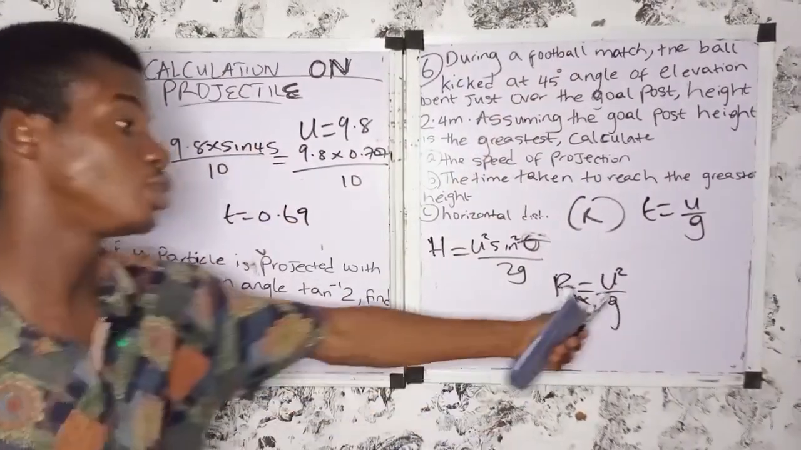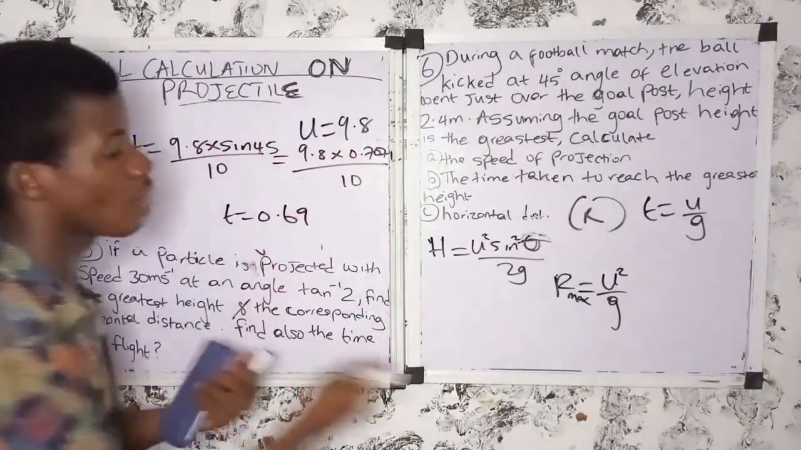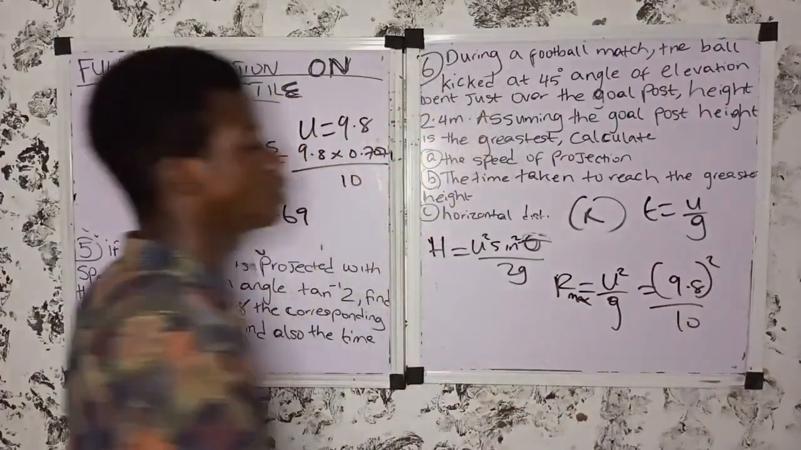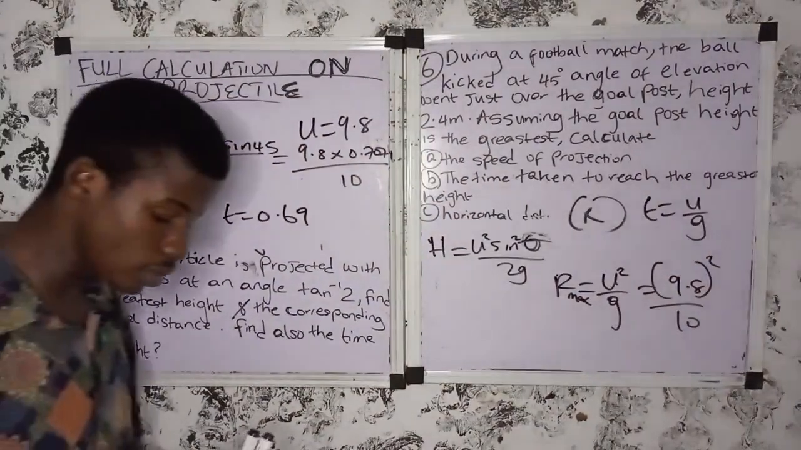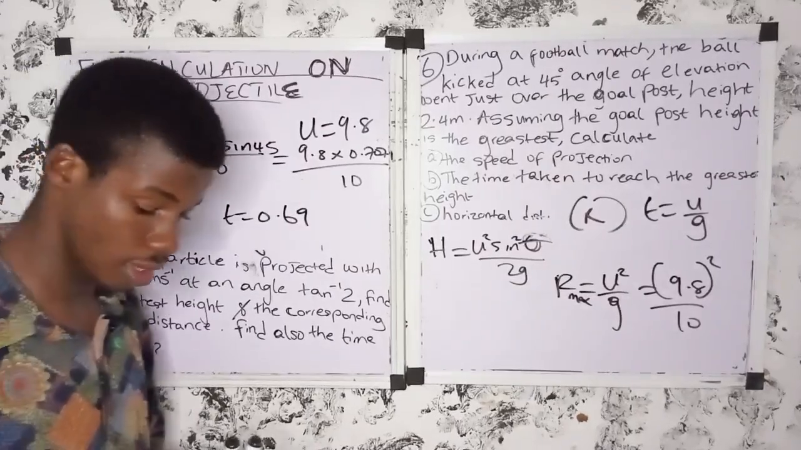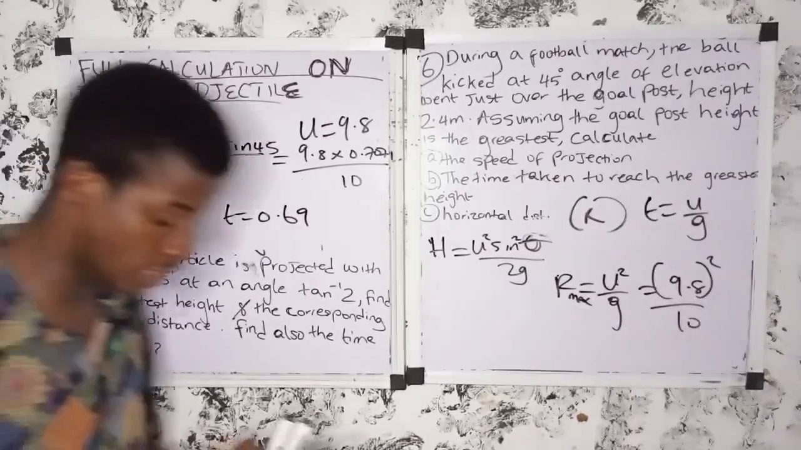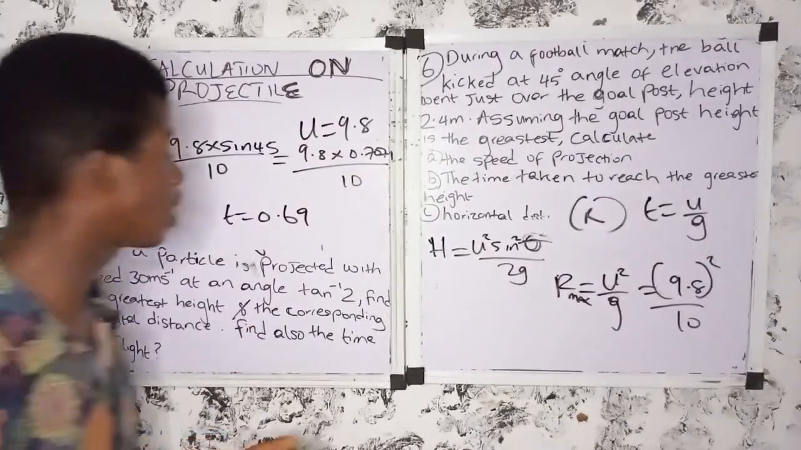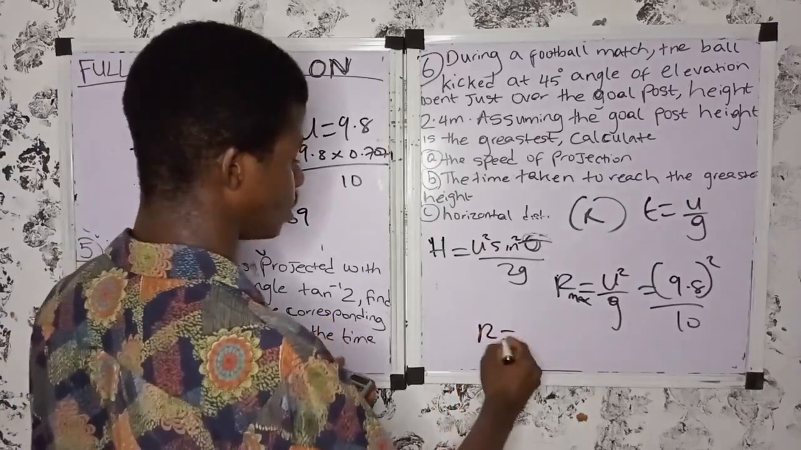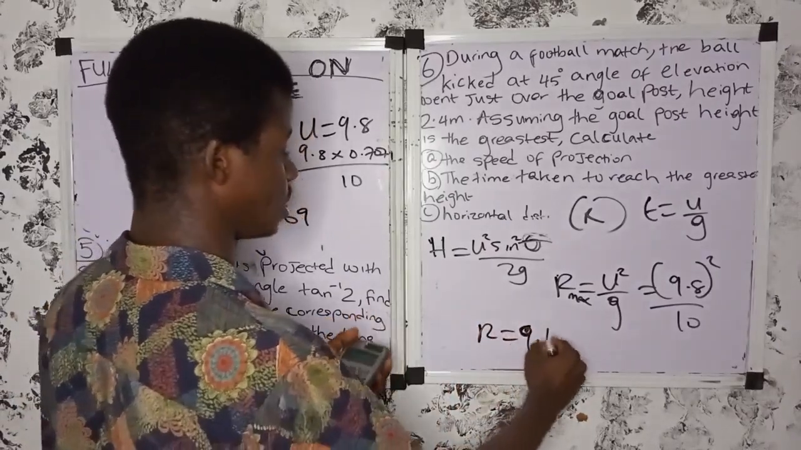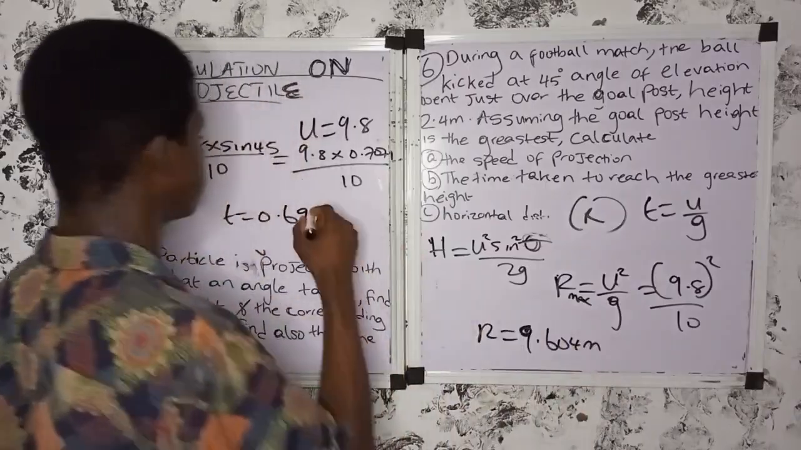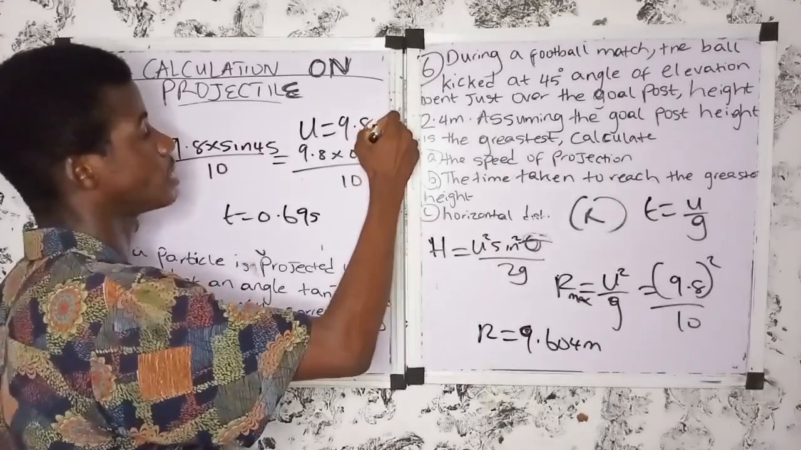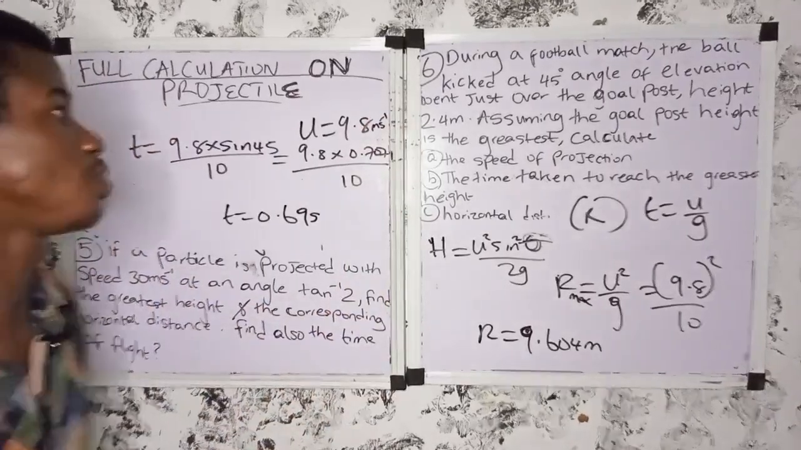You did it just now. So u square over g. Our velocity is 9.8, all squared, divided by 10. The square of 9.8 divided by 10 will give us 9.604. So the range is 9.604 meters. Time is 0.69 seconds. Velocity is 9.8 meters per second. So we are done with this part.